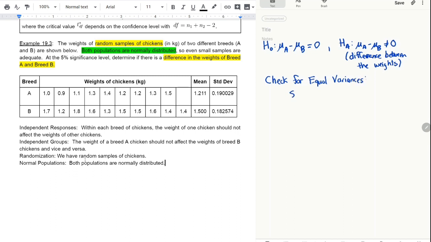Okay, and the way that we will check for equal variances is by comparing the two standard deviations. We're going to take the larger standard deviation and divide it by the smaller standard deviation.